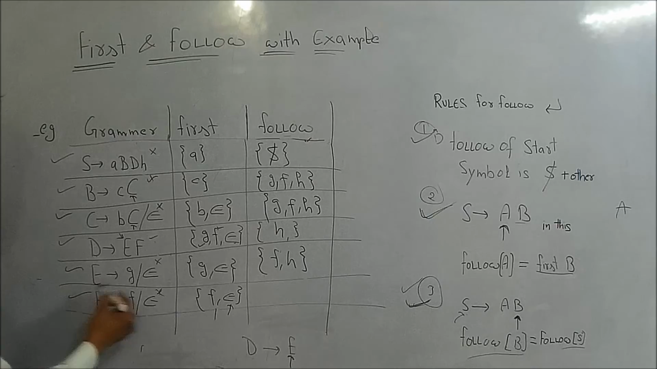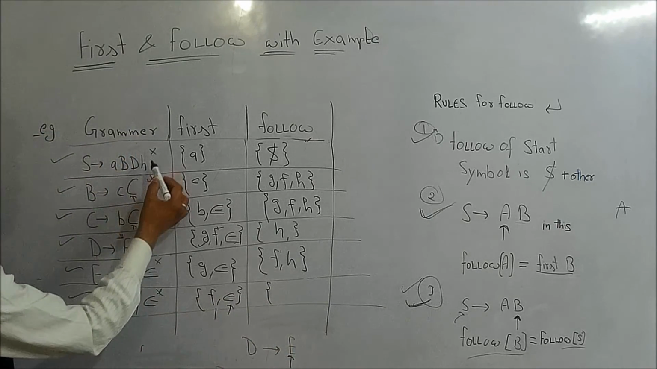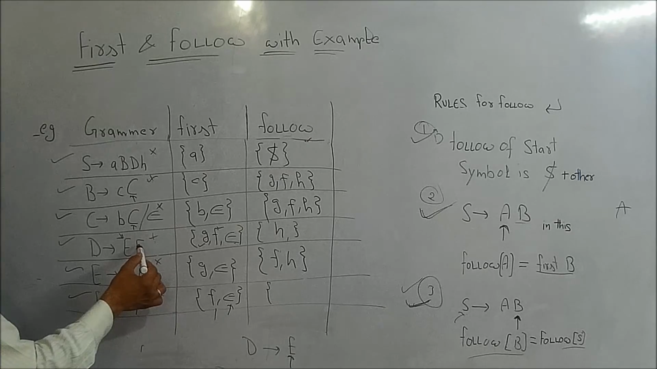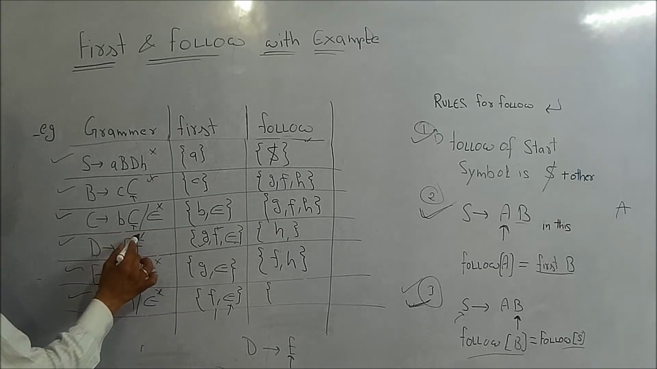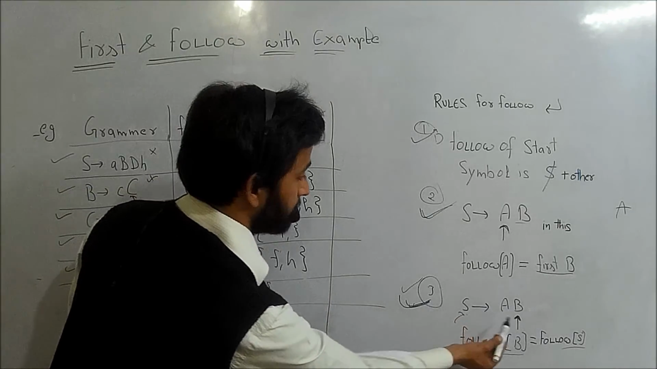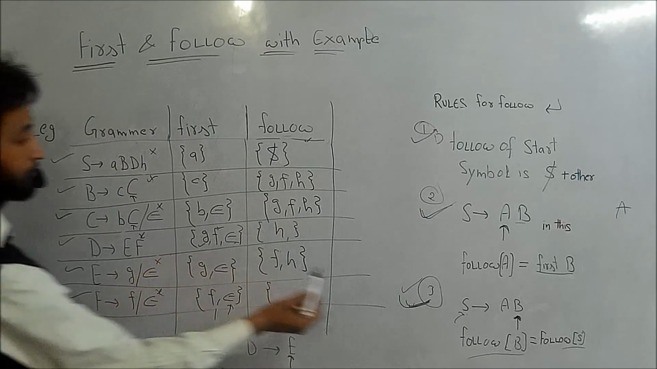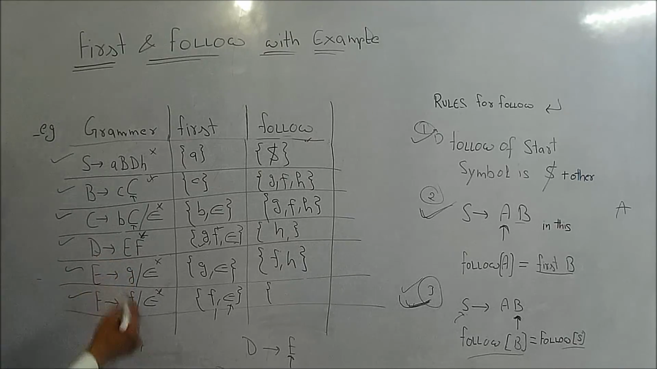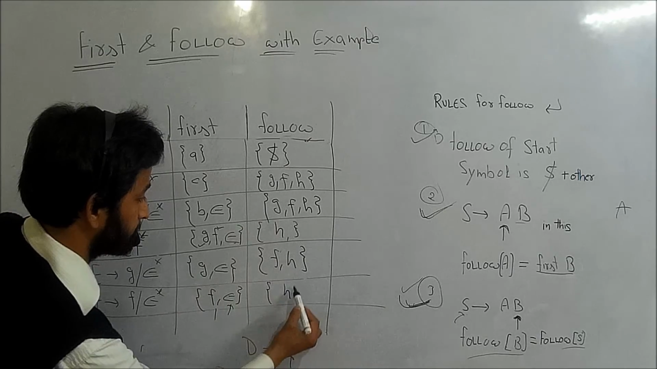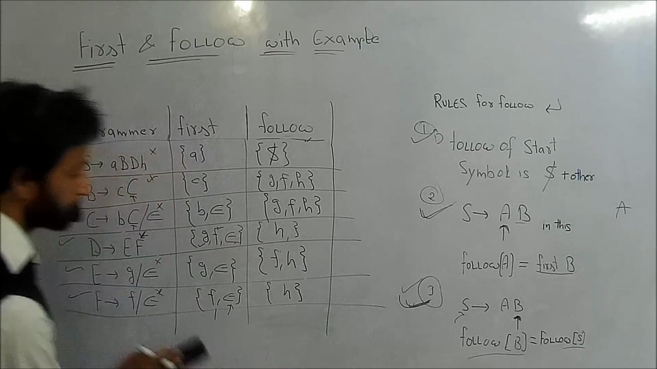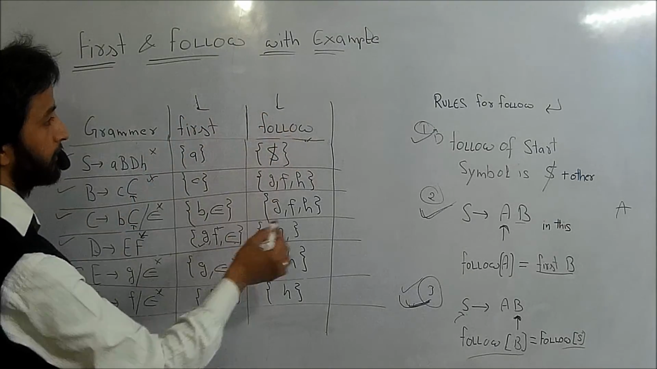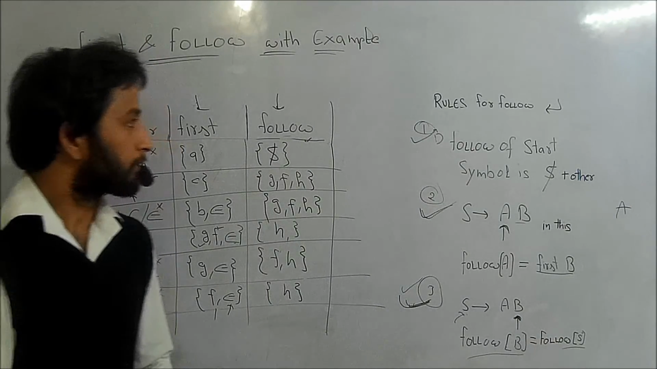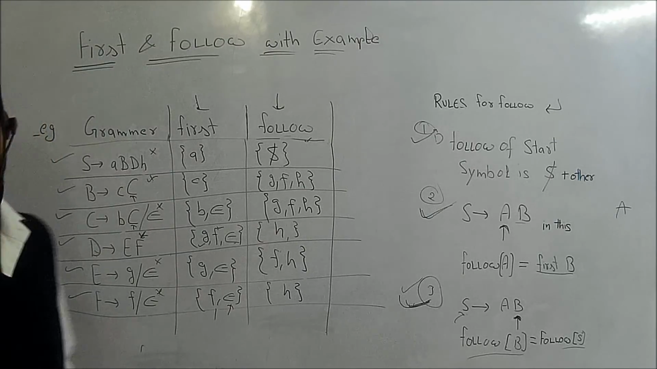Okay, so I will move to F. I check: no occurrence of F in the right hand side. Here is an occurrence of F in the right hand side, which is at the rightmost side. So in this case, by following this rule, the follow of F will be the follow of D, and the follow of D is H. Okay, so by following these three rules, I will calculate the follow of a given grammar. Okay, so all done. Thank you.